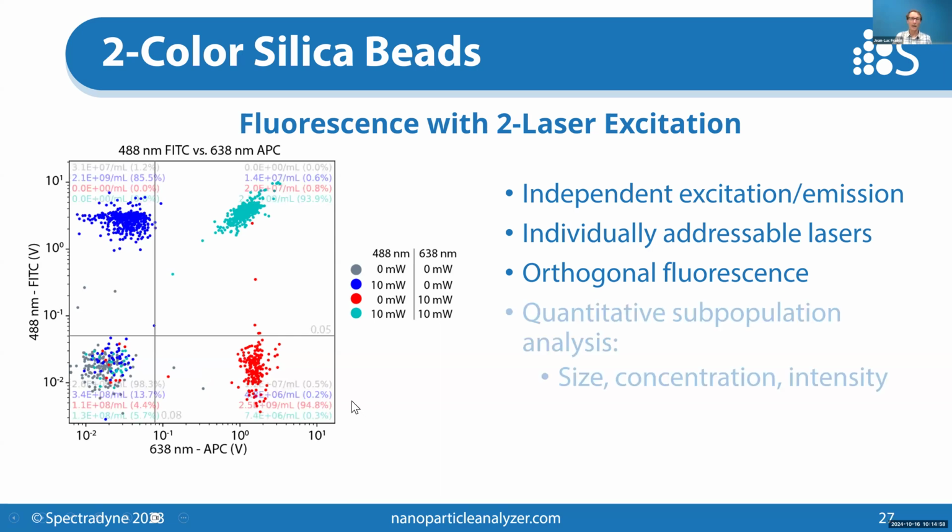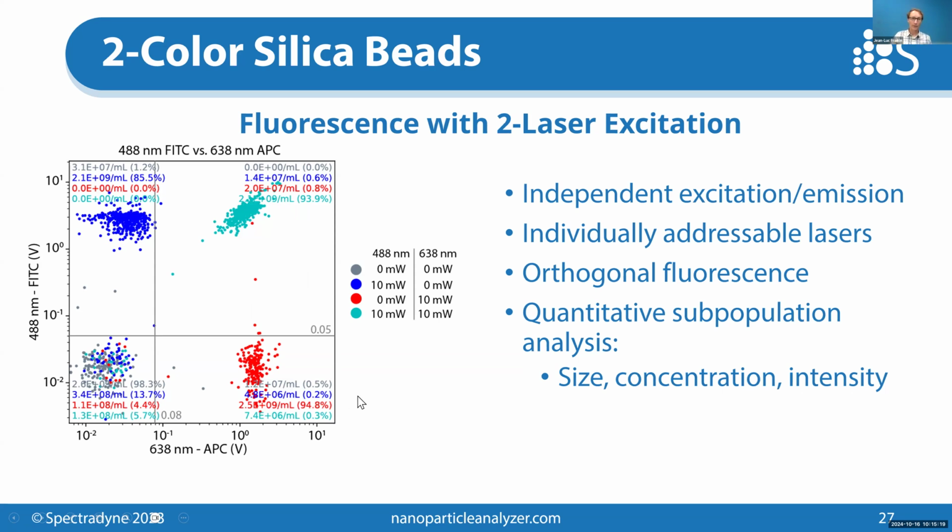We can be very quantitative. So this is a quadrant analysis showing the absolute concentration in each quadrant, as well as the percent of the particles that were detected in each quadrant as well. So this kind of data reporting is native to our software, and you can get it in real time during the course of a measurement.